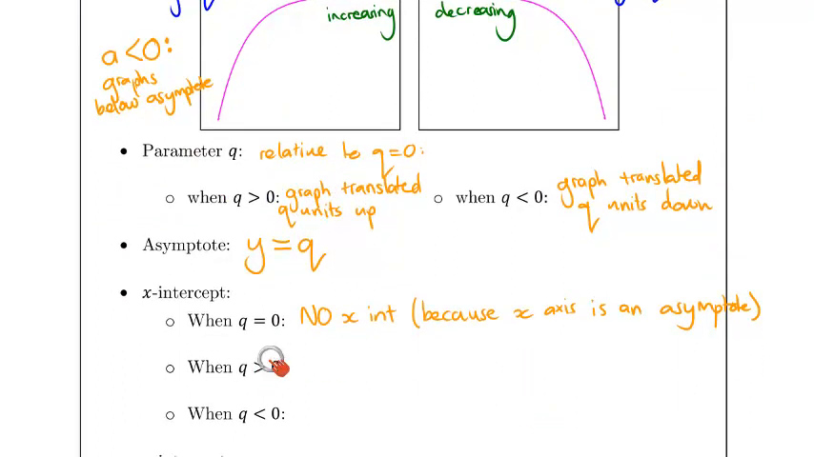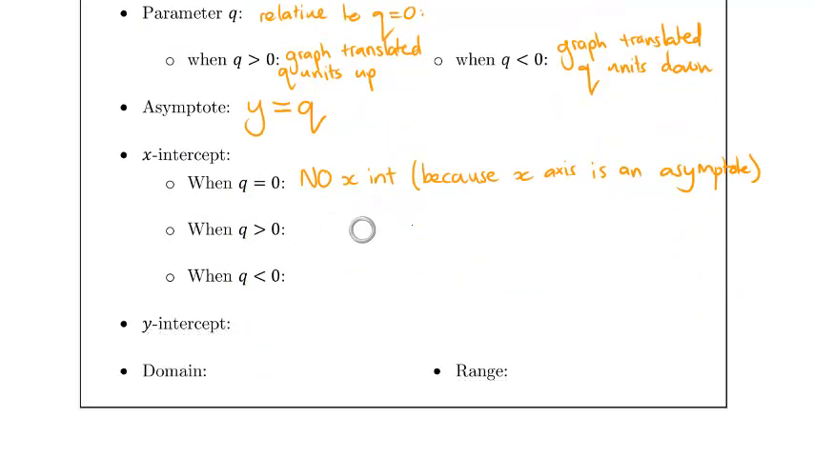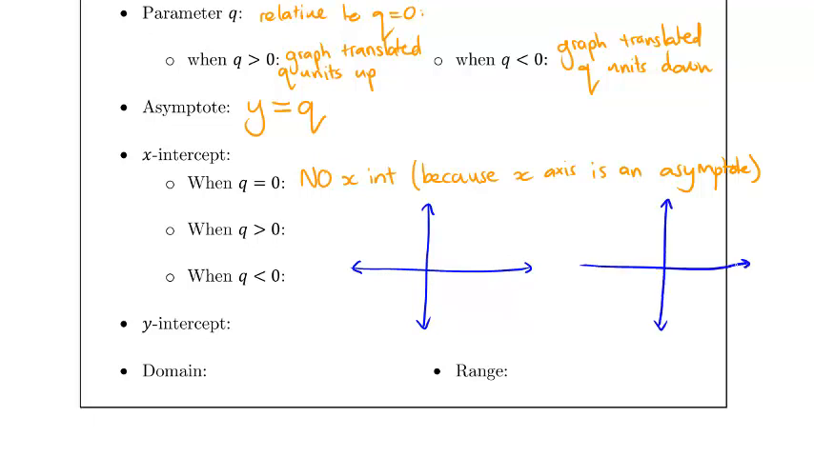Now, what does that mean for the x-intercept of the graph? Does that automatically mean we'll have an x-intercept? Does that automatically mean we won't have an x-intercept? Well, to make this conclusion, guys, let me remind you about the following. Let's just draw an x and y axes over here. I'm going to draw two x and y axes for you.